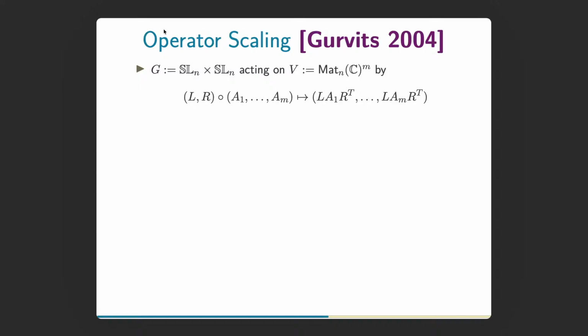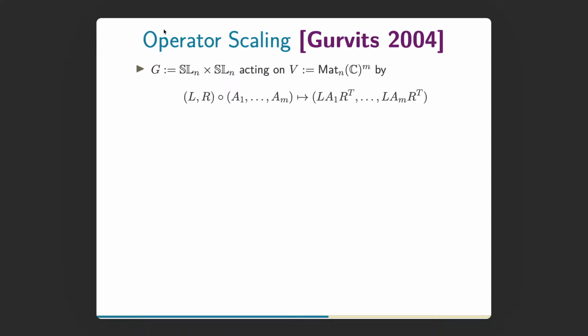And the way that you move from one channel to the other is just by simultaneous left-right multiplication. So you're going to multiply all of the matrices on the left by the same matrix and on the right by the same matrix. So that's your group action. Right? And what it turns out is, okay, what is this action good for?